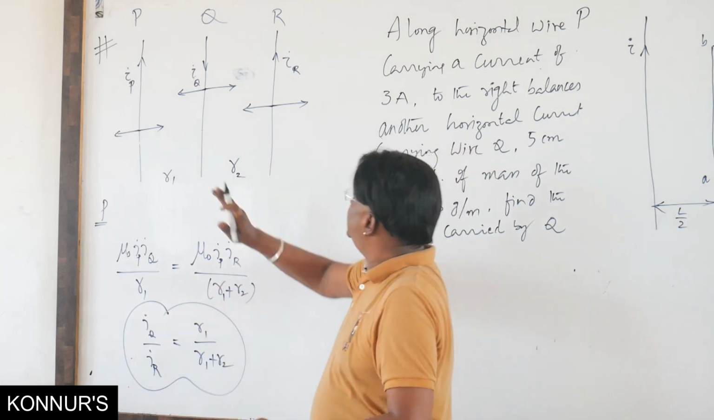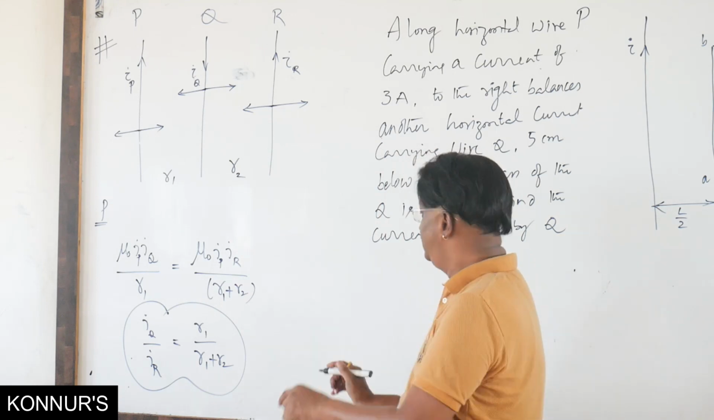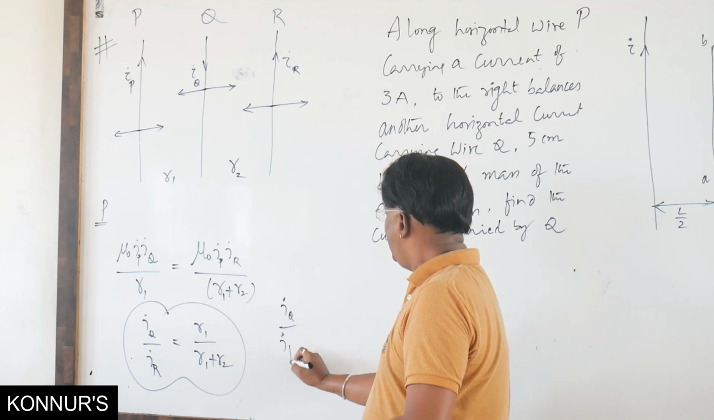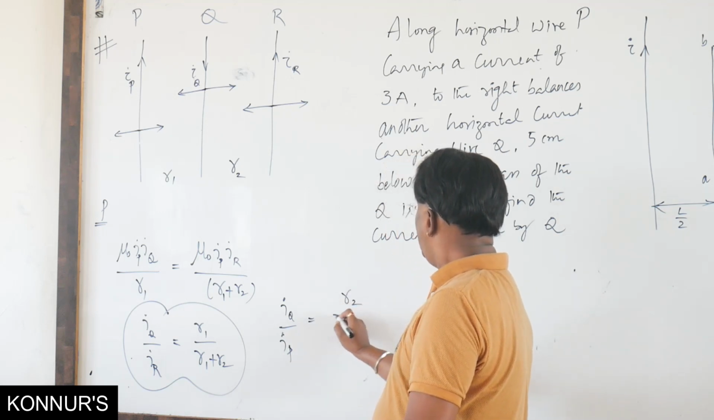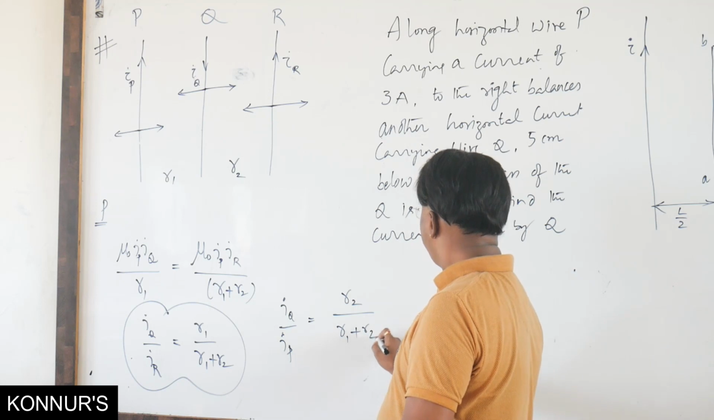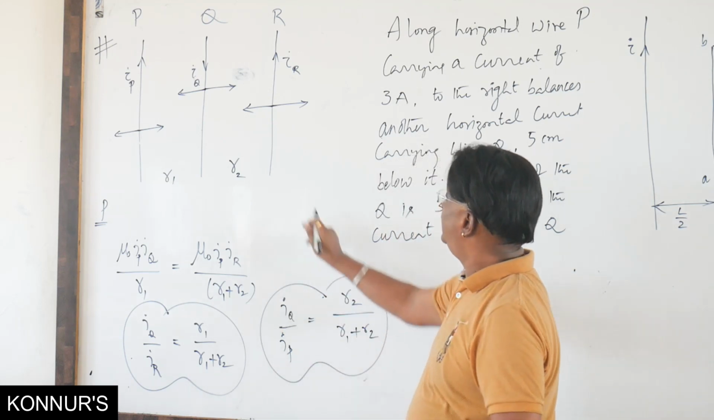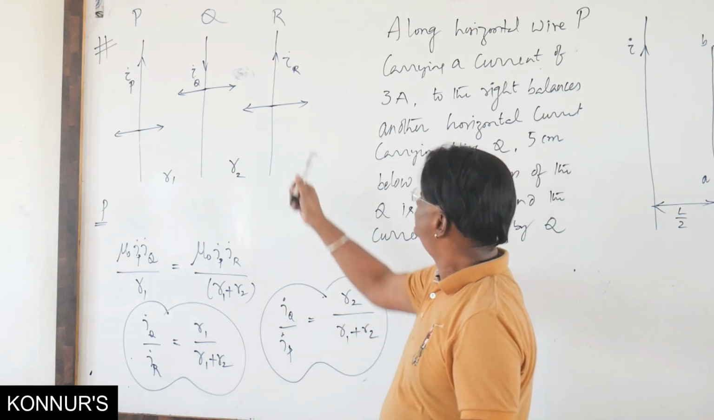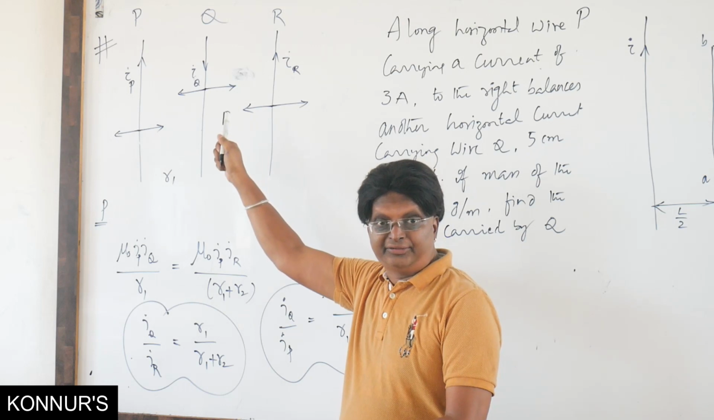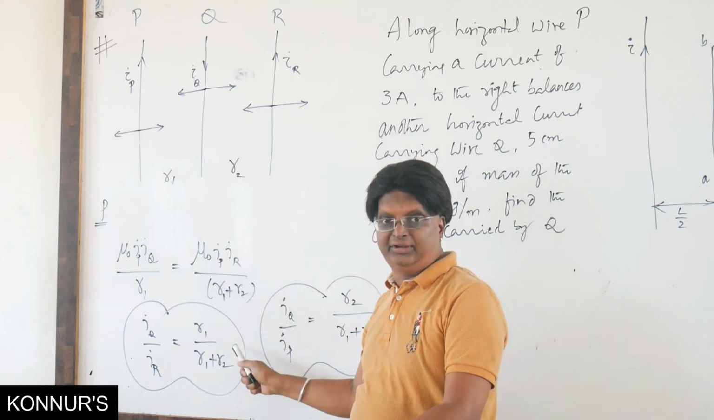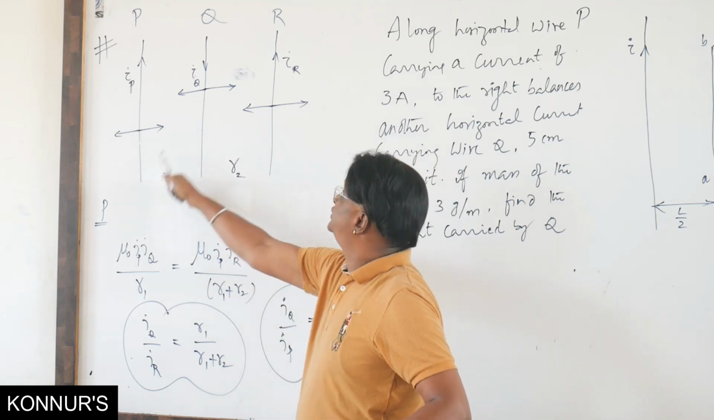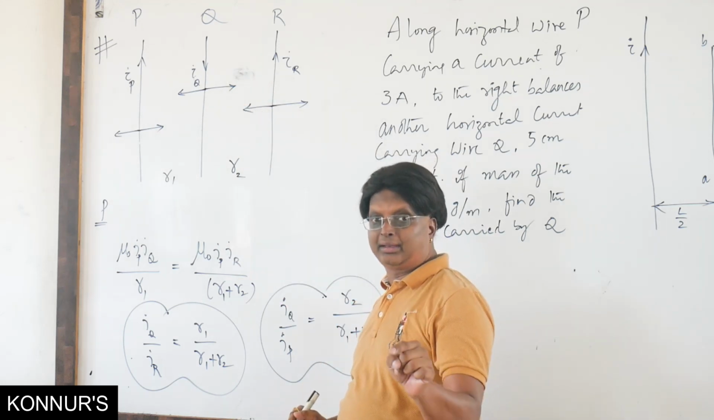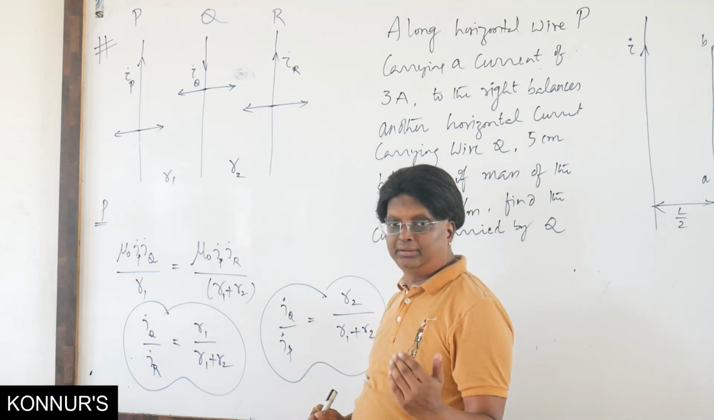Similarly, if you write a condition for R, the symmetry will tell you that IQ by IP is equal to R2 by R1 plus R2. For this condition, conductor R will be in equilibrium. See, look at the currents. For the given currents, I am writing these conditions. That is, extreme conductors carrying parallel currents and the middle one carrying anti-parallel current. You remember the condition like that.